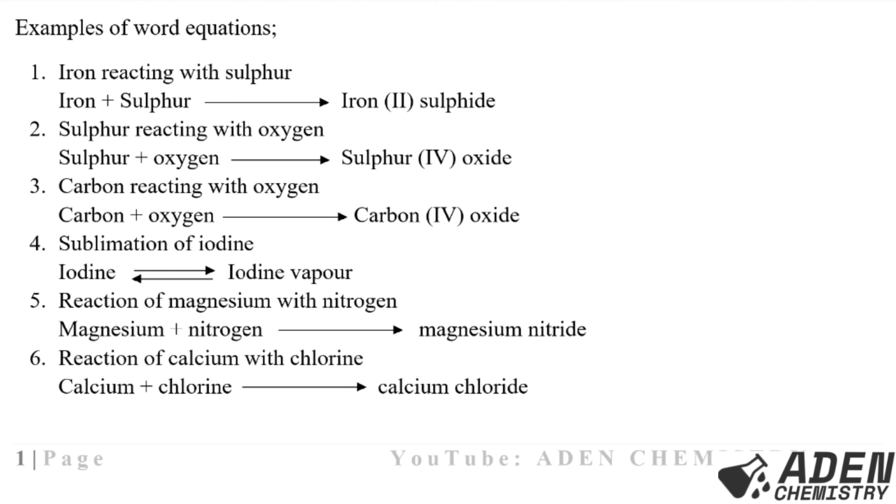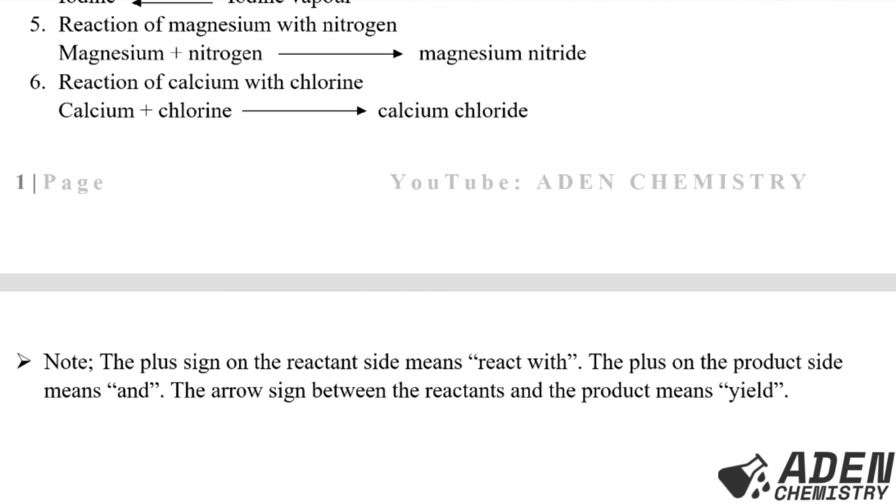Then number 6, we have the reaction of calcium with chlorine. Calcium and chlorine are our reactants. When they combine, we get a product called calcium chloride. Lastly, note that the plus sign on the reactant side means react with. For example, when we talk about calcium plus chlorine, that plus sign means react with or combine with. Then the plus on the product side means and.